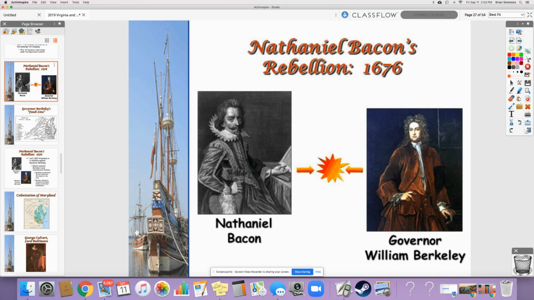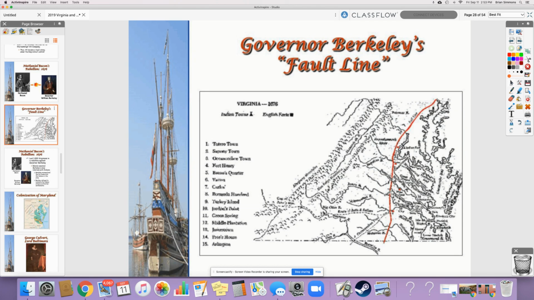So Bacon's rebellion ultimately fails. Why is this an important rebellion then? One of the reasons why it's an important rebellion is because what it's really illustrating is a real divide, not between the North and the South, which we typically think of when we think of American history, but a divide between the East and the West.